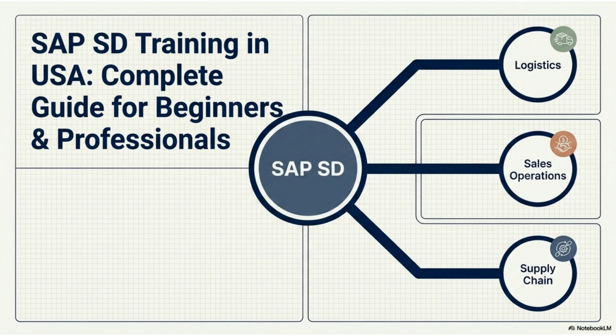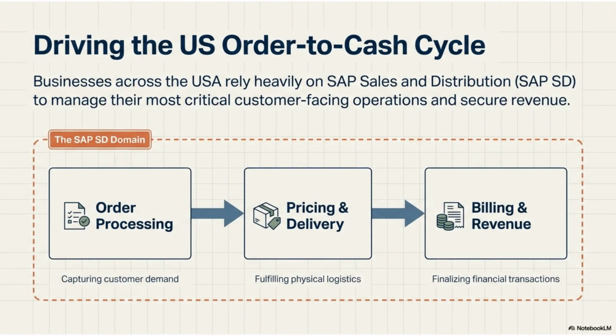This guide provides a comprehensive overview for both beginners and professionals, covering key areas like logistics, sales operations, and supply chain management within the SAP ecosystem. Businesses across the USA rely on SAP SD to manage their critical customer-facing operations. This process, known as the order-to-cash cycle, involves three main stages: capturing customer demand through order processing, fulfilling physical logistics, and finalizing financial transactions through billing.